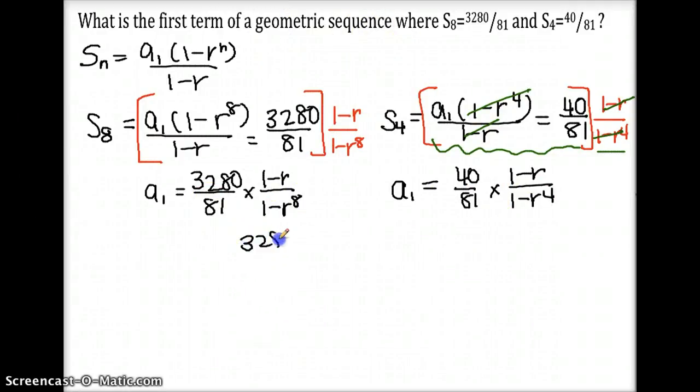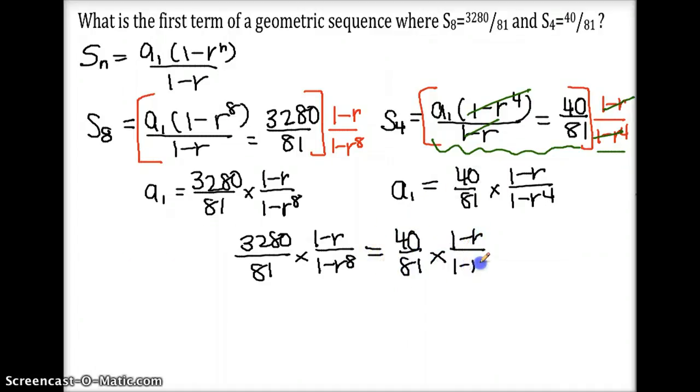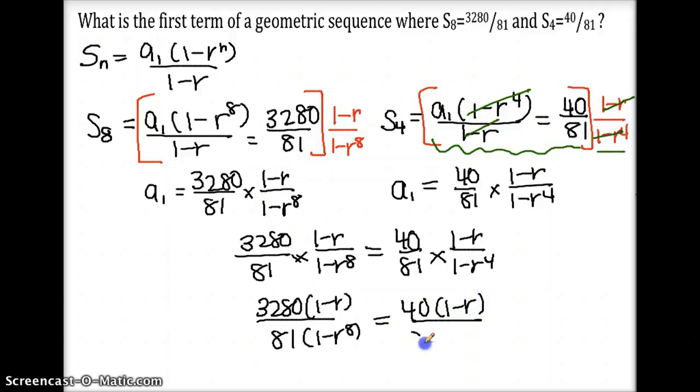So we have 3,280 over 81 times (1 - r)/(1 - r^8) equals this a sub 1, which is 40 over 81 times (1 - r)/(1 - r^4). And then I'm just going to solve for this. I'm just going to write this out. I'm going to take away this multiplying sign, so it's 3,280(1 - r) over 81(1 - r^8). This is basically the exact same thing. Okay, so I'm running out of space, so I'm just going to put this on the next document. Hold on.